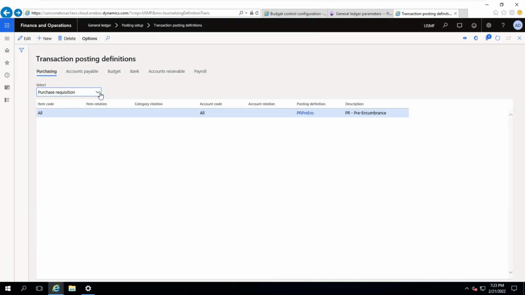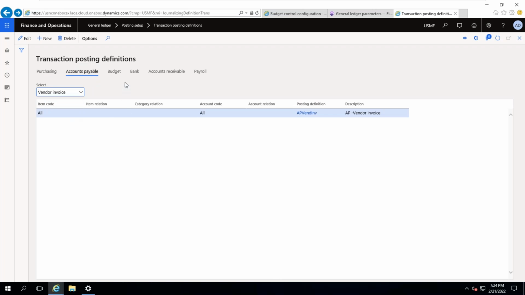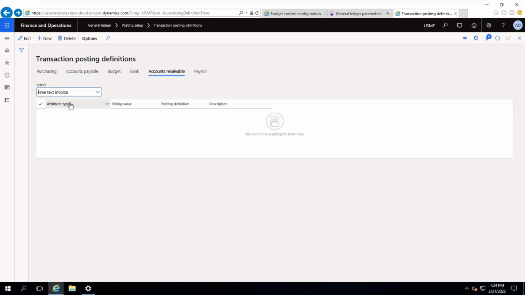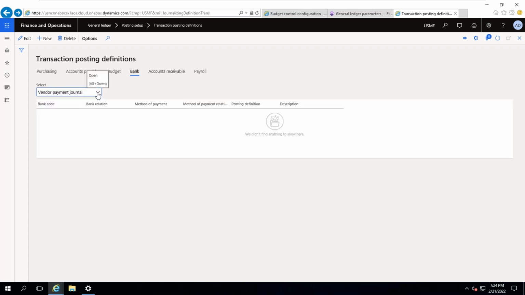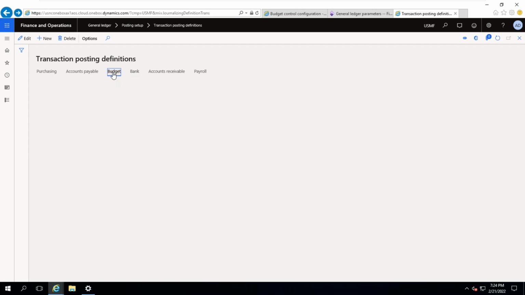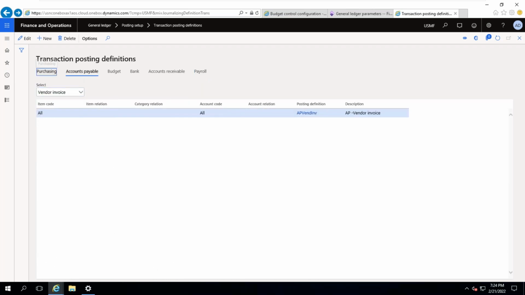So purchase requisition, purchase order, year-end close, these buttons will be enabled. Accounts payable, budget postings, accounts receivable postings, and then bank postings, and then budget postings, and payroll. Of course, payroll we are not learning, leave it. So that button will be disabled.